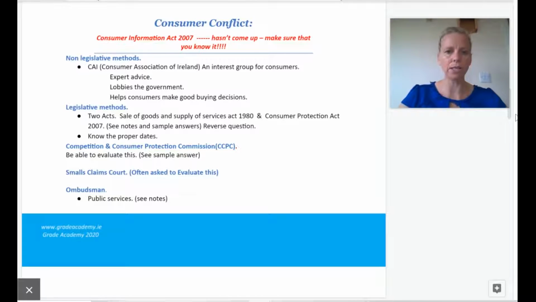So we're looking now at consumer conflict. I'm giving you little points of stuff that haven't come up in quite a while. So the Consumer Information Act 2007 hasn't come up. Since it changed, the Consumer Information Act hasn't featured as a long question. So I would definitely be saying to my 6th years this year, make sure you know the Consumer Information Act. It hasn't featured. What always has been coming up in the past is our Sale of Goods and Supply of Services Act.